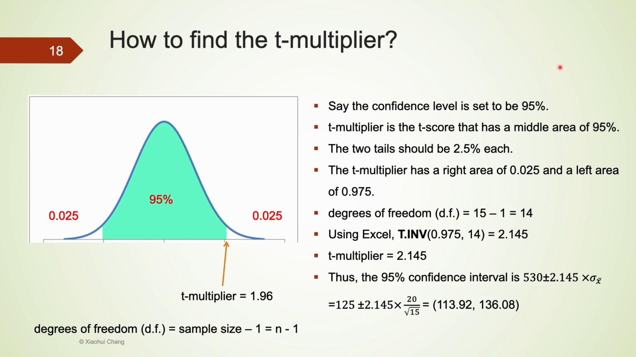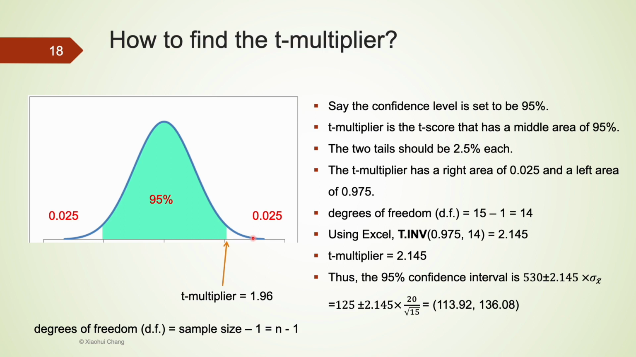The steps of finding t-multipliers are very similar to that of finding z-multipliers because those two distributions are very similar to each other. In Excel, we use the T.INV function to find a t-multiplier. The first argument is the left area. At a 95% confidence level, the middle area is 95%. So the right tail is 2.5% or 0.025.